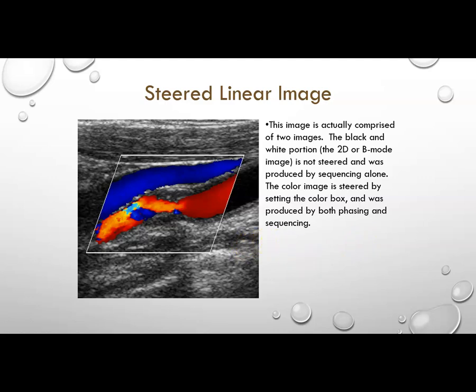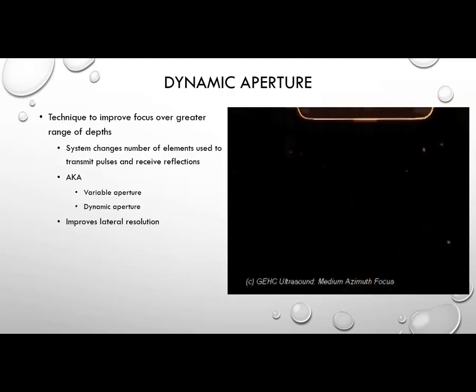And now let's talk about one more subject before we're done for the chapter, and that's something called a dynamic aperture. A dynamic aperture is the ability of the manufacturer to change the number of crystals, or the size of the initial beam width. So the system changes the number of elements used to transmit and receive reflections. This is known as variable aperture or dynamic aperture. It's done to improve lateral resolution, and they can do it very quickly over many depths.